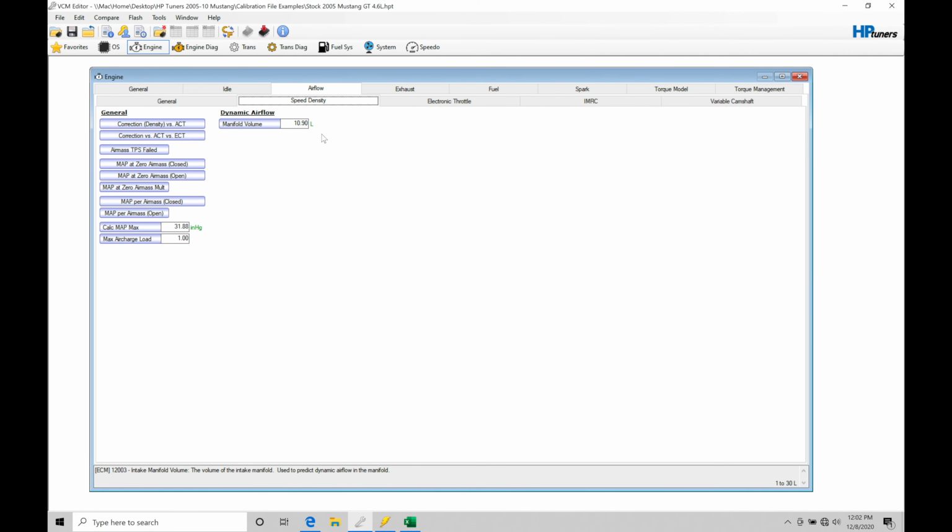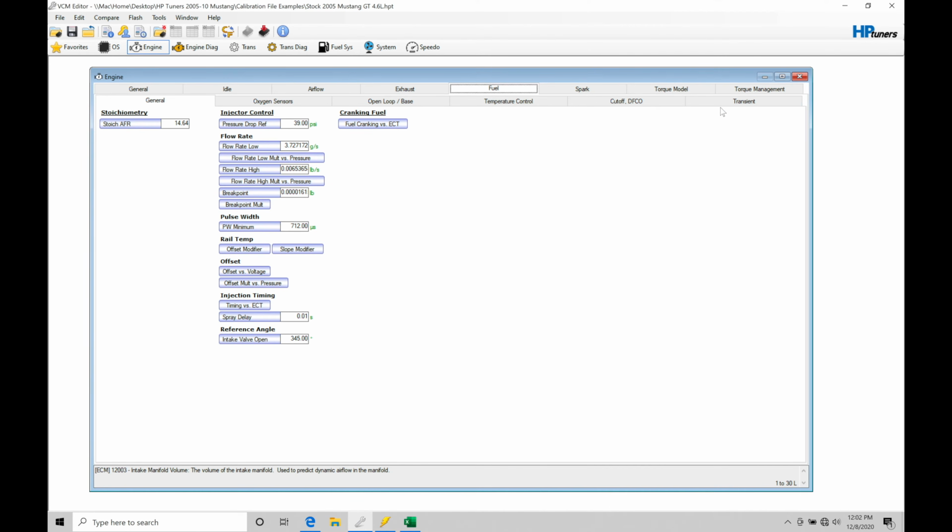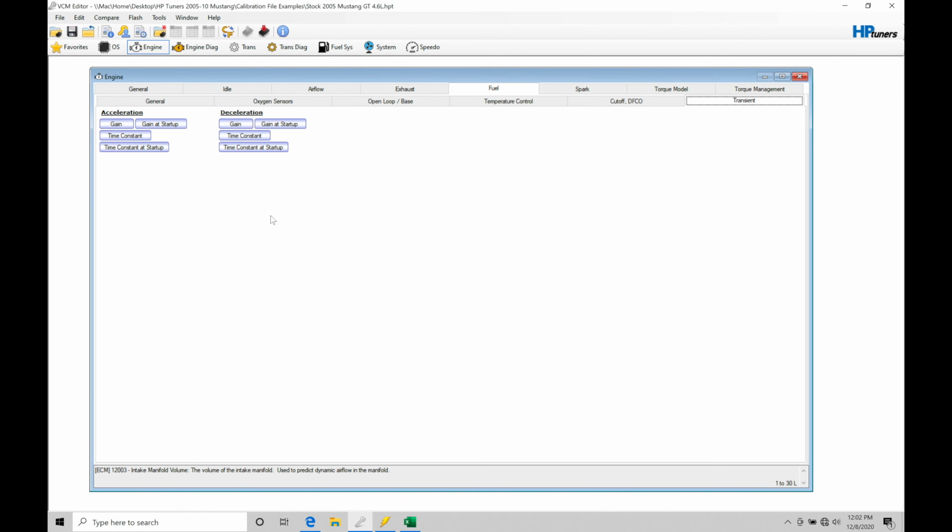Now, we also have a second area here called Fuel, and under Transient, we have specific areas to deal with an enrichment and an enleanment. The enrichment would be when we're trying to apply fuel when we're having a rapid throttle change, and that'll be taken care of in our acceleration portion. Then we have a deceleration portion.